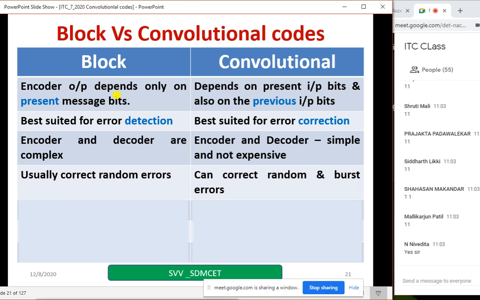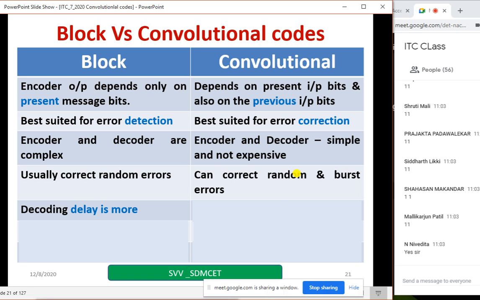Random means here and there a bit has changed from 0 to 1 or 1 to 0. Burst error means consecutive bits have become 0 to 1 and 1 to 0. We call that a burst. A burst of bits or burst error means the consecutive bits have changed from 0 to 1, 1 to 0. There is an error in continuous bits. Random errors mean here and there some bits have changed from 0 to 1 or 1 to 0.